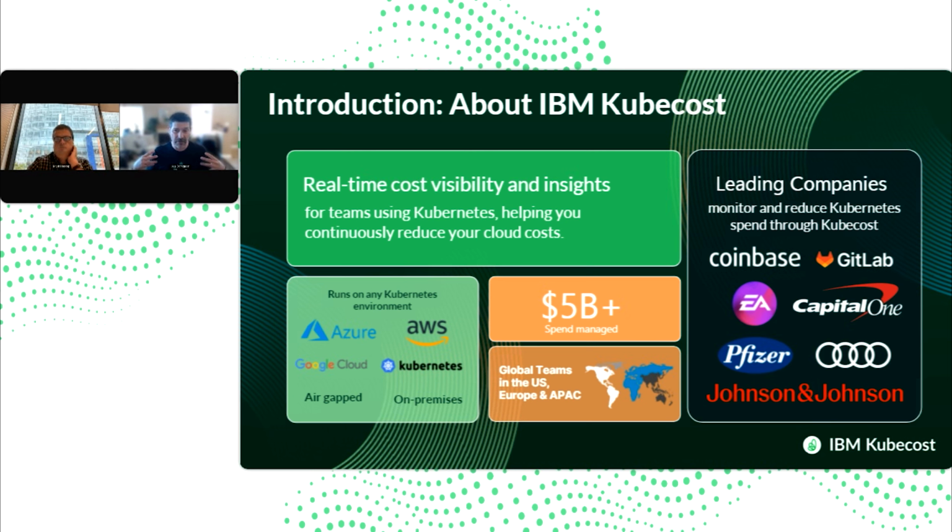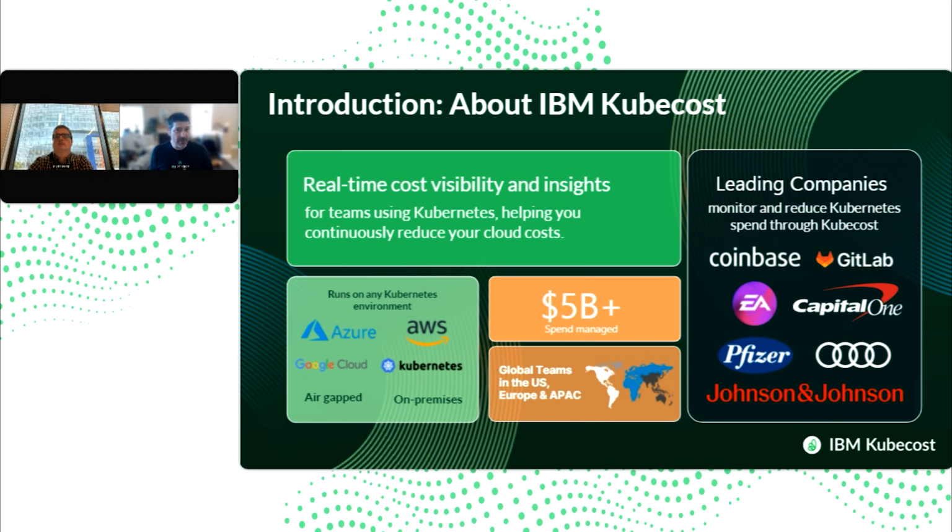Today, we're going to talk about two solutions. One is IBM Cloudability, and two is IBM Kubecost, and the end-to-end FinOps for Kubernetes solution that you can put together that covers all of your cloud costs, your entire Kubernetes estate. It allows you to do allocation down to the penny.